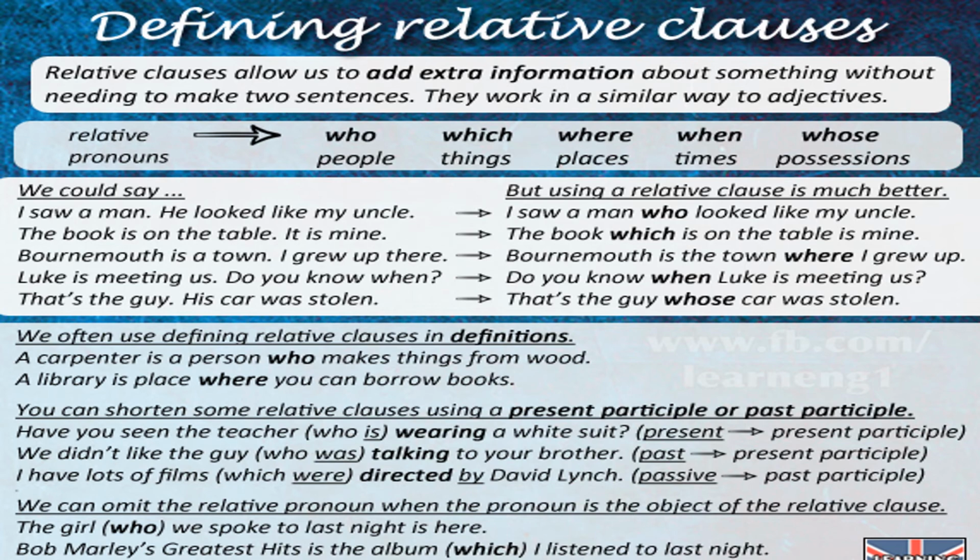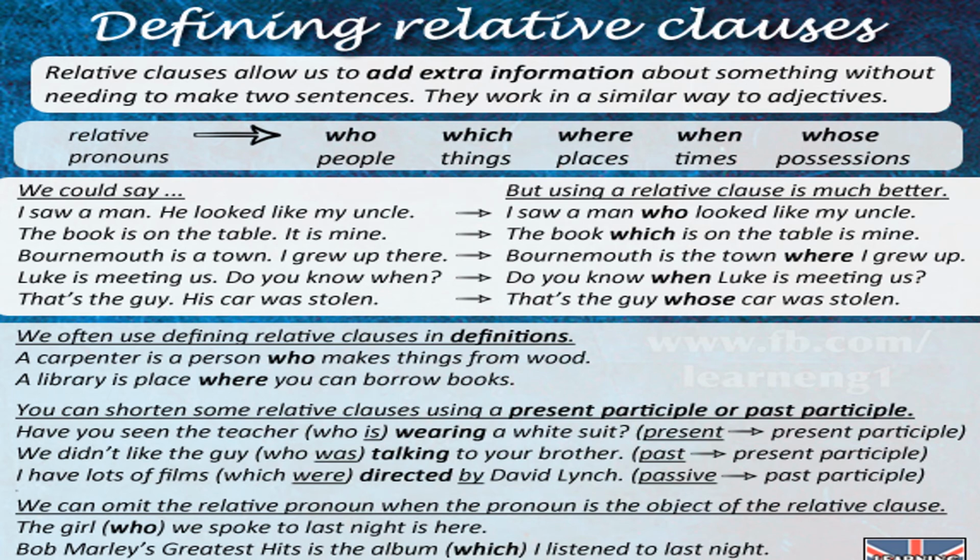You can also shorten some relative clauses using a past participle or a present participle. Have you seen the teacher wearing a white suit? So we are just shortening. Instead of saying who is wearing a white suit, we are simply saying wearing a white suit. We didn't like the guy. Instead of saying who was talking, we can simply say we didn't like the guy talking to your brother. So we are shortening the relative clause with a present participle or a past participle. I have lots of films directed by David Lynch.